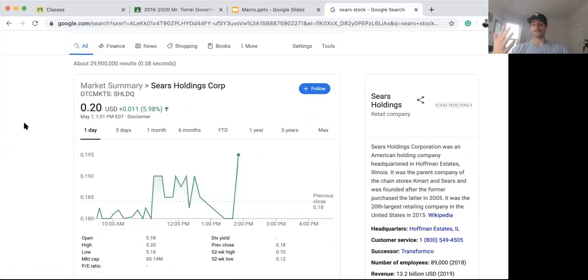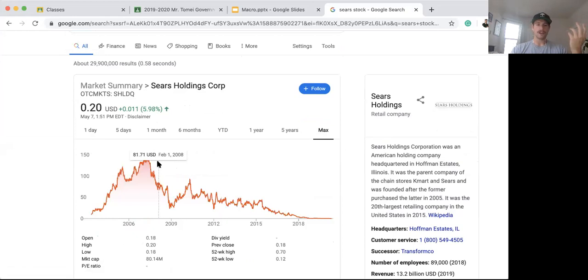Sears at one point was one of the biggest companies in America. Back in the golden age of when people would go to the malls and go to these department stores, Sears was very successful. But with the advent of internet technology, Amazon, buying things online, the death of the malls is happening, and companies like Macy's, Nordstrom, JCPenney, Sears, they're slowly going out of business.